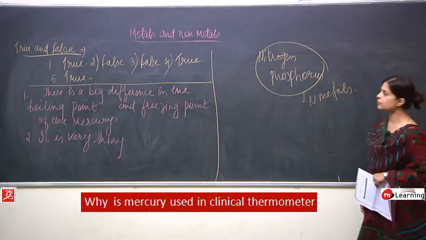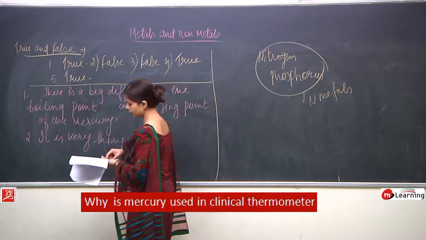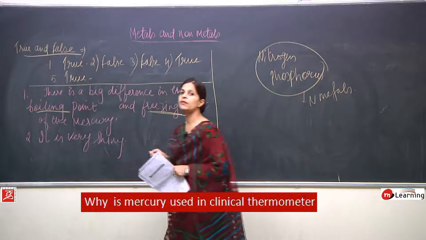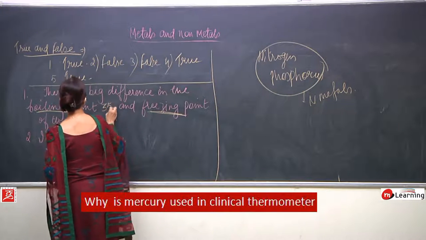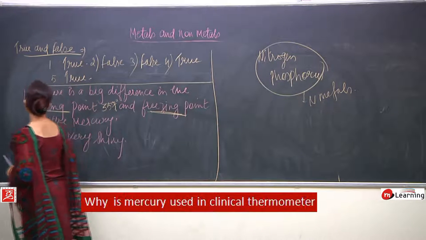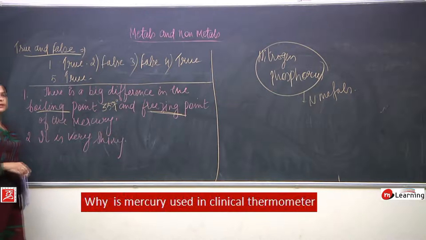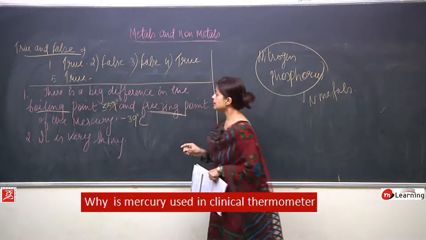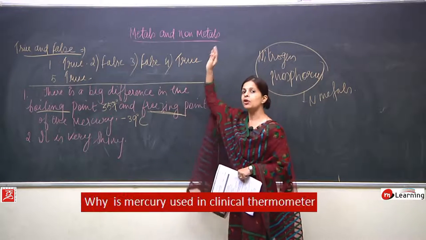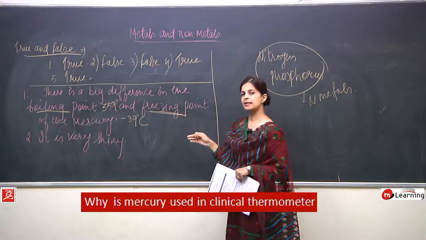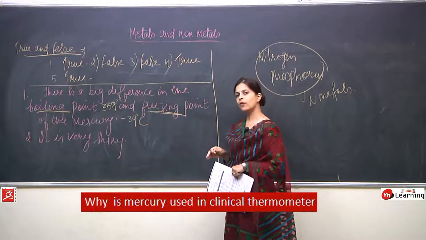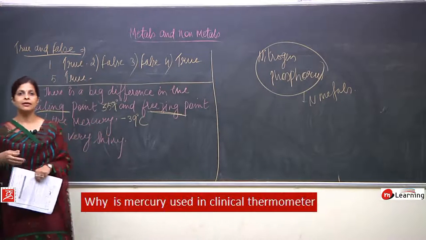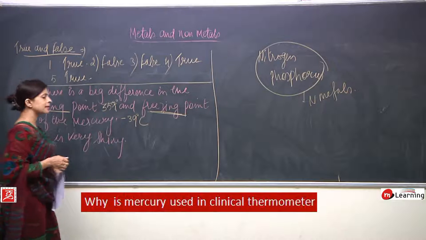It is used because the difference in boiling and freezing point is very, very high. When we talk about boiling point, it is 357 degrees Celsius, and freezing point is minus 39 degrees Celsius. Just see how much difference is there. Why is it good to have so much difference? It is always good so that the state doesn't keep on changing and it flows, it expands very easily. The second part is, it's very shiny.